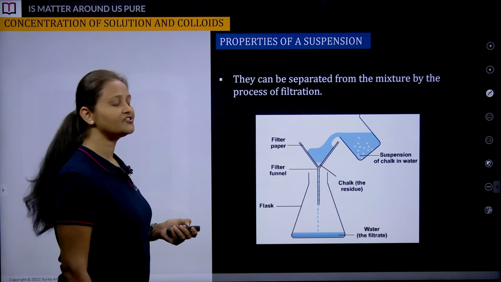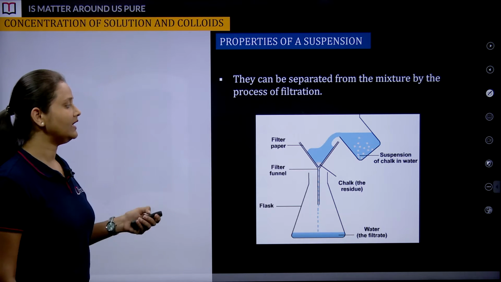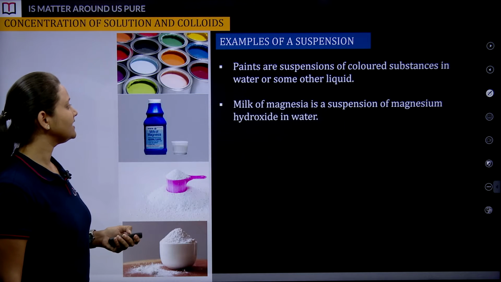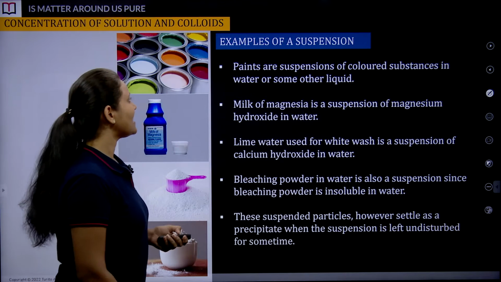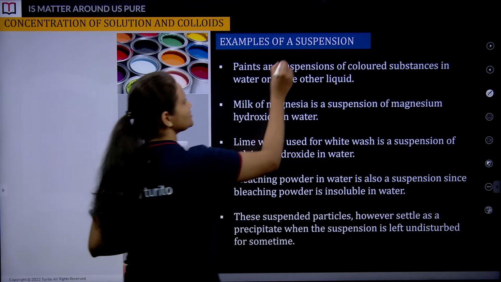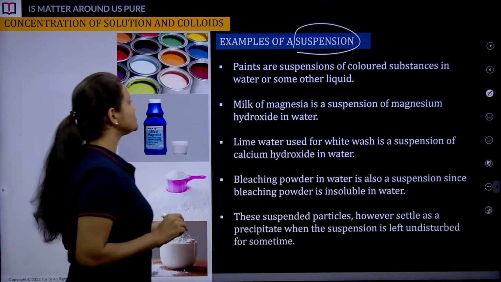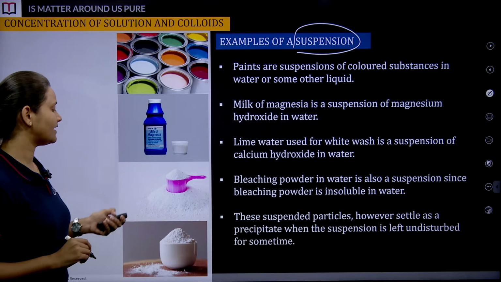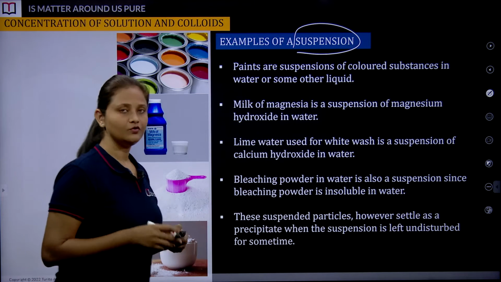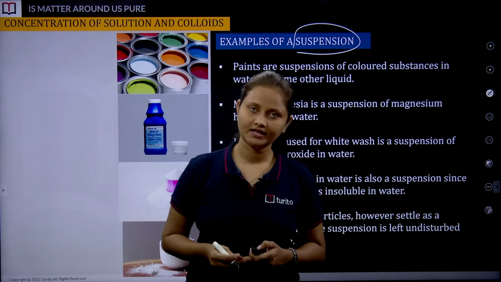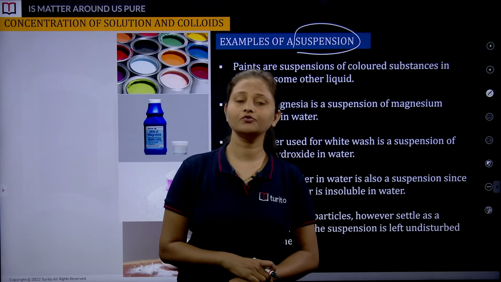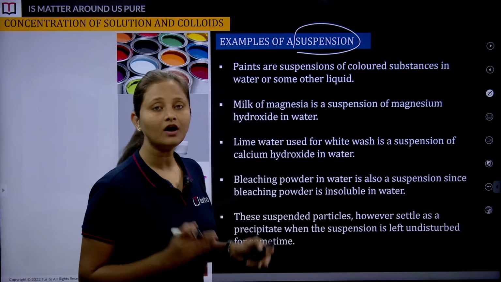Now next, with the help of the filtration method, we can separate the components of a suspension. And these are some real life examples where we observe suspensions: paints, milk of magnesia, bleaching powder, and calcium carbonate. These are a few examples which we use in our daily life as suspensions. Alright, that was all about the topic which we have covered so far.